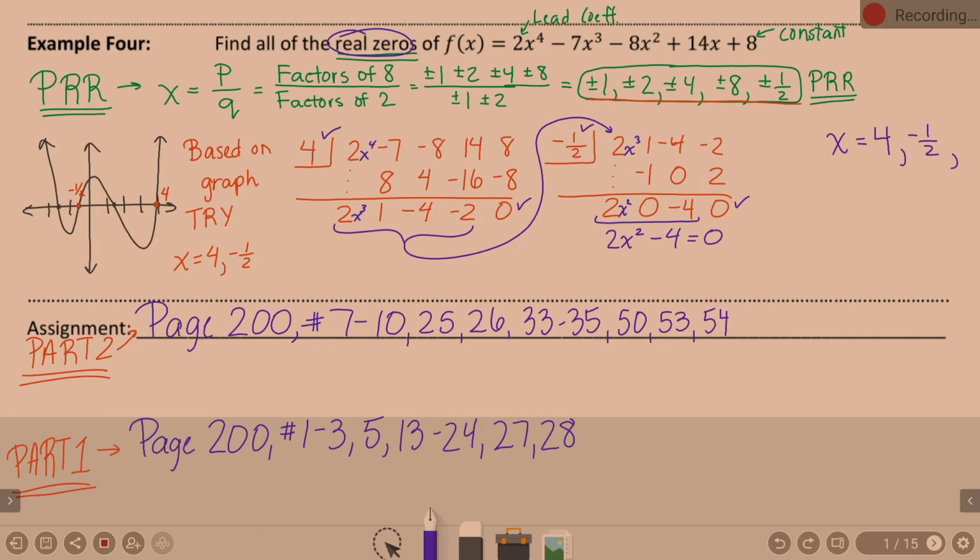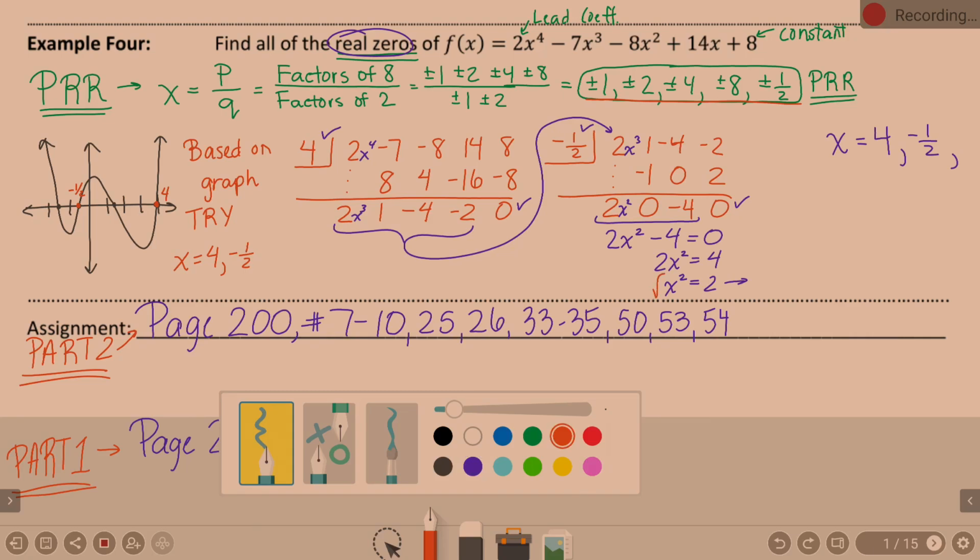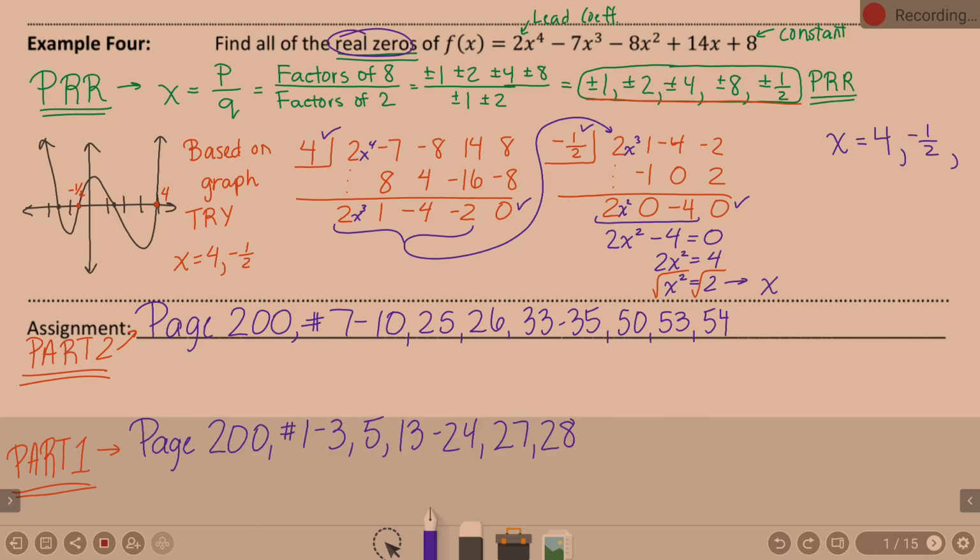So I'm going to add 4, and then you're going to divide by 2. And if x squared equals 2, what do we do? You square root both sides of the equation. The square root of x squared is x. What's the square root of 2? Plus or minus the square root of 2. And that's your answer. And these are my other two answers.